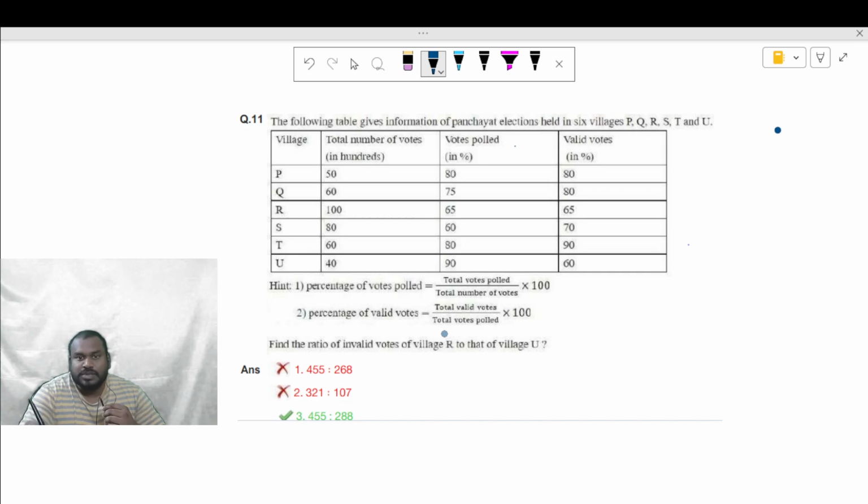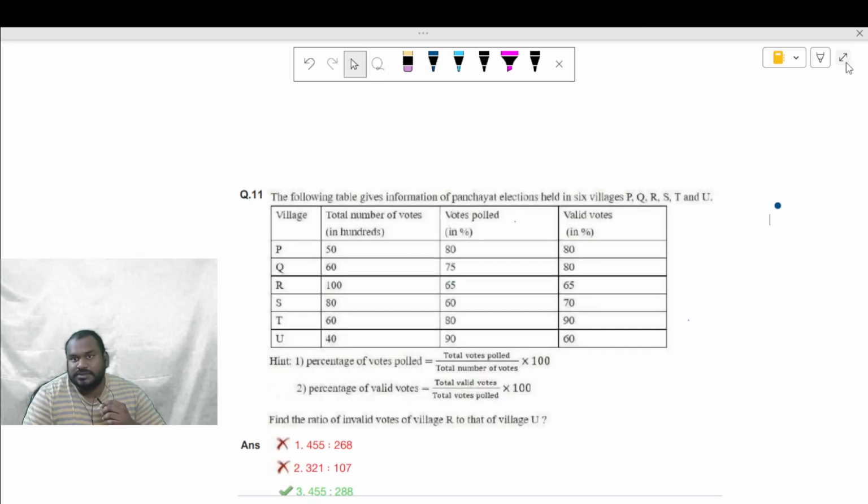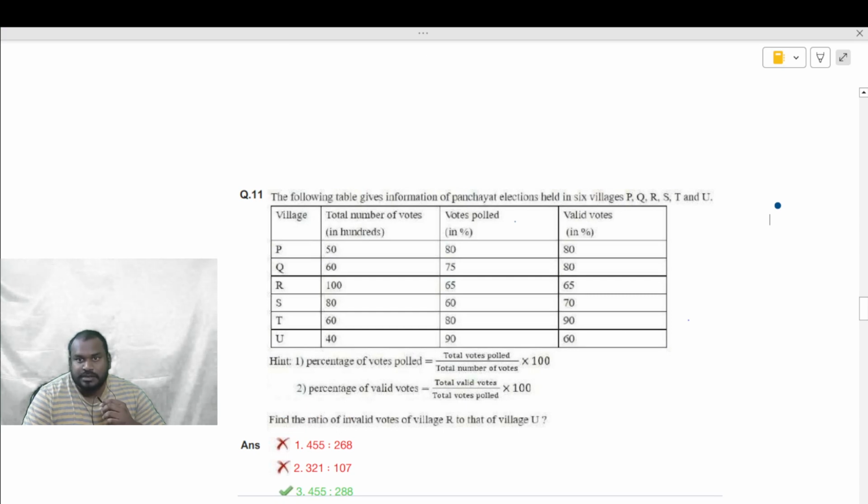To make you understand the scope, if the examiner wants to give a tough question, you should be able to do it. To make you understand that, I'm giving those questions. So coming to this question. The following table gives information of panchayat elections held in 6 villages. What are those 6 villages? P, Q, R, S, T, U. These are the villages.